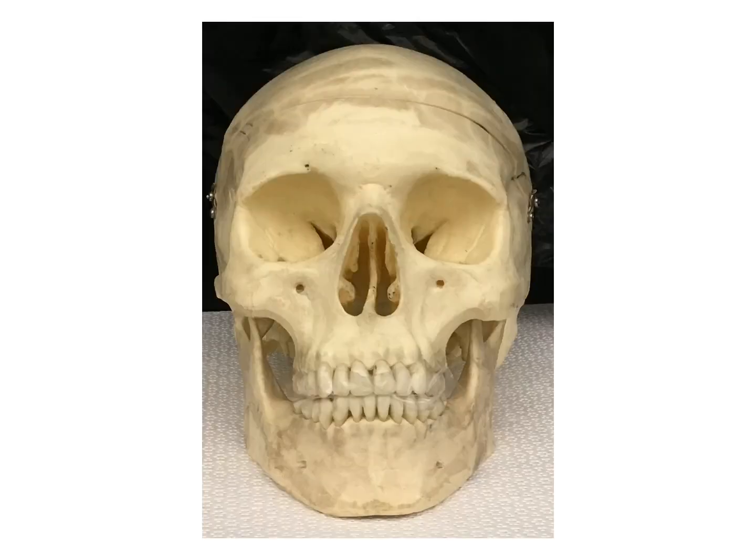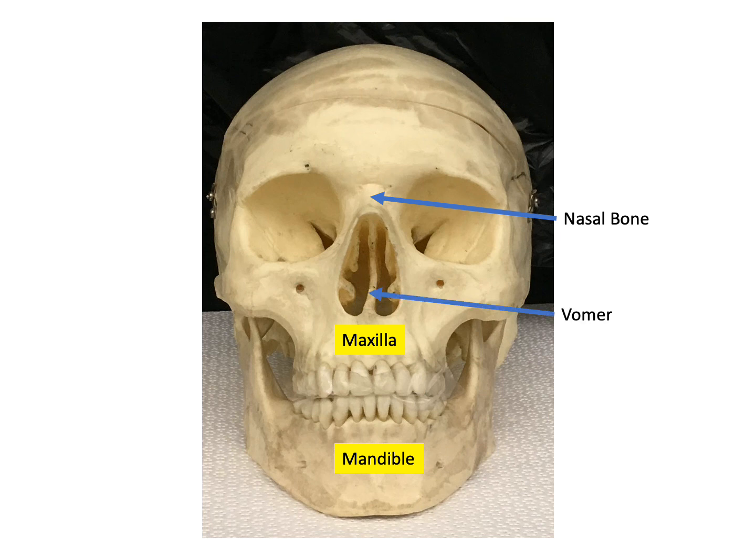So let's go ahead and move into the face now. The two most prominent bones that we'll see in the face will be the maxilla and the mandible. But we will also see things like the nasal bone, the vomer, and the zygomatic bone. We'll see another bone here in a second when we go and look at the inferior view of the skull.